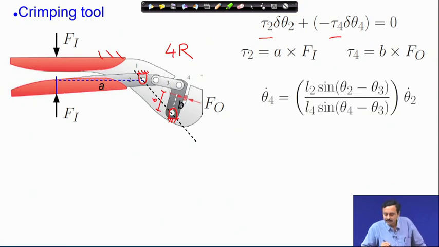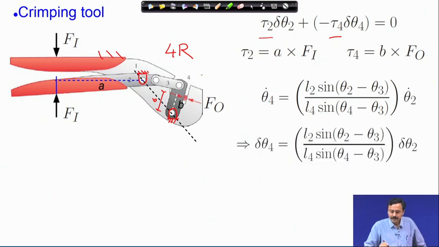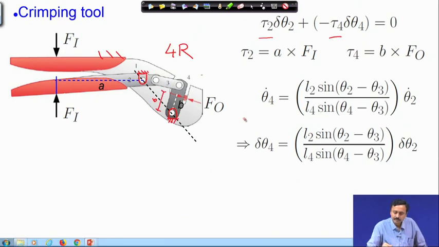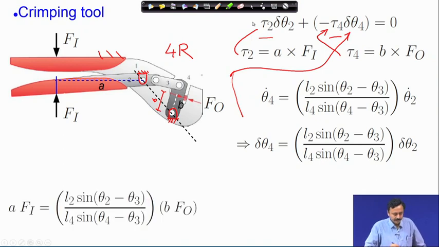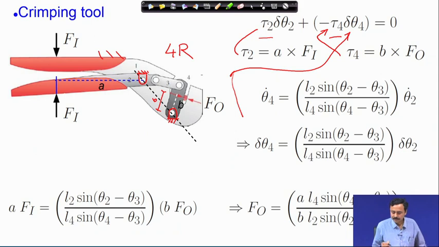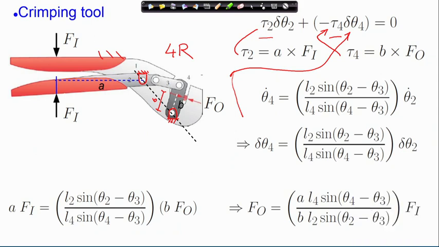Now, I have this velocity relation, input output velocity relation through the Jacobian. So, therefore, delta theta 4 is Jacobian times delta theta 2. Now, this I will replace, and the expression of delta theta 4 I will replace here, and I obtain A times Fi is equal to Jacobian times B times Fo, as I have written out here. So, therefore, Fo must be equal to this expression times Fi.